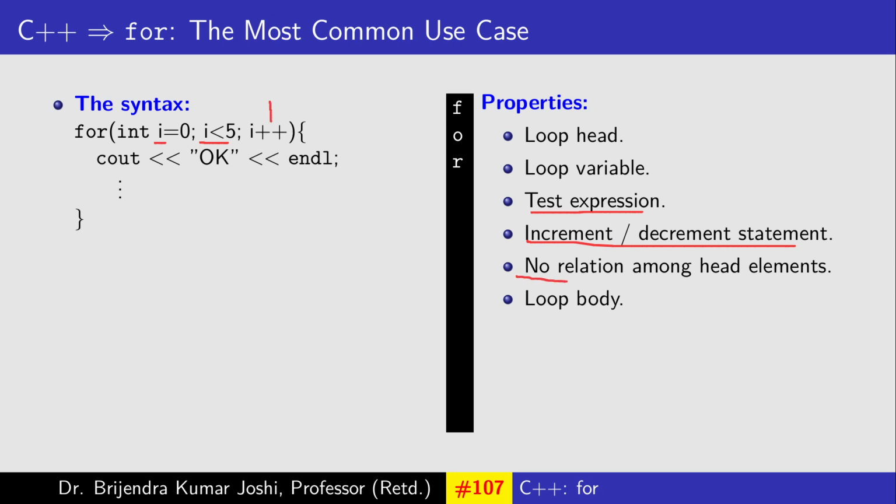Now remember, there is no relation among head elements. It is not essential to have i here and i here. These three statements can be independent of each other. But in the most common use, we use them related to each other, though it is not essential. You can have variable i here, test for some other condition, and then some other statements. But this is the most common use case.